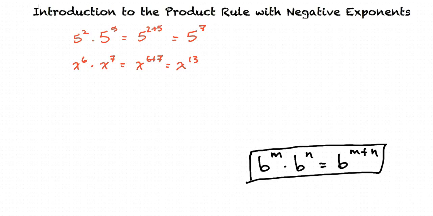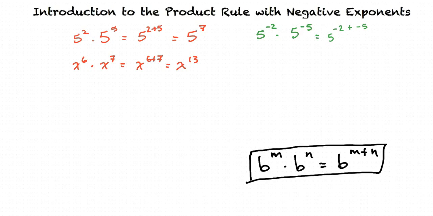Let's take a look at similar examples with the exponents as negative numbers. We now have, let's try 5 to the negative 2 instead of 5 to the 2nd power times 5 to the negative 5. The product rule is still the same, so we follow the same steps as if the exponents were positive. These two exponential expressions have the same base, so we can add their exponents as done before.